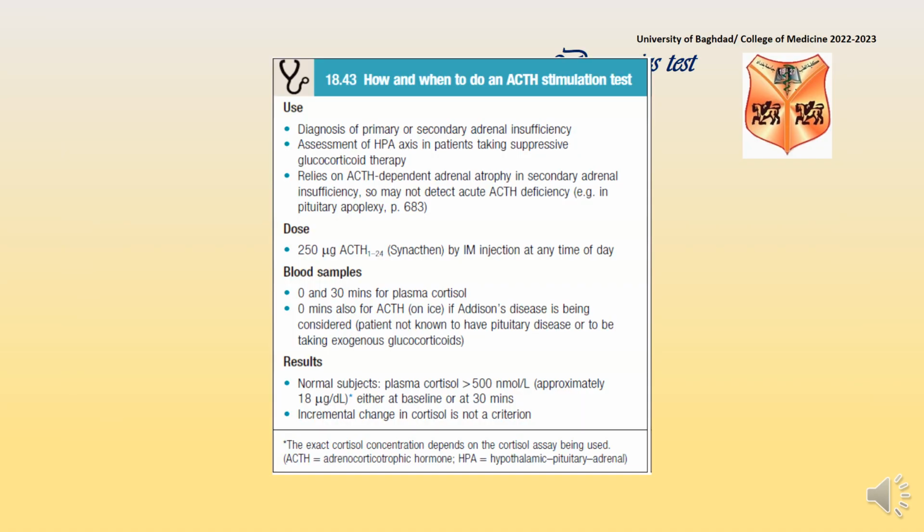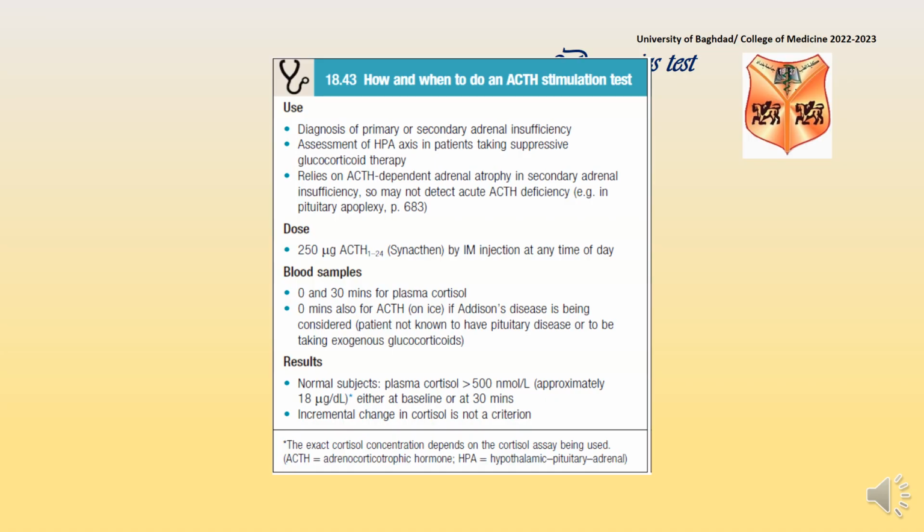How and when to use the ACTH stimulation test, which is one of the confirmatory tests used in ACTH deficiency. Diagnosis of primary or secondary adrenal insufficiency, and assessment of the hypothalamic pituitary adrenal axis in patients taking suppressive glucocorticoid therapy, relies on ACTH-dependent adrenal atrophy in secondary adrenal insufficiency, so it may not detect acute ACTH deficiency, for example in pituitary apoplexy.